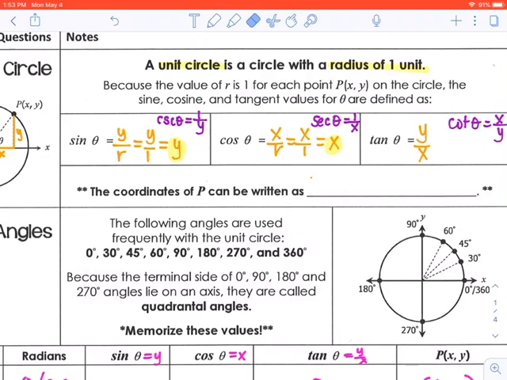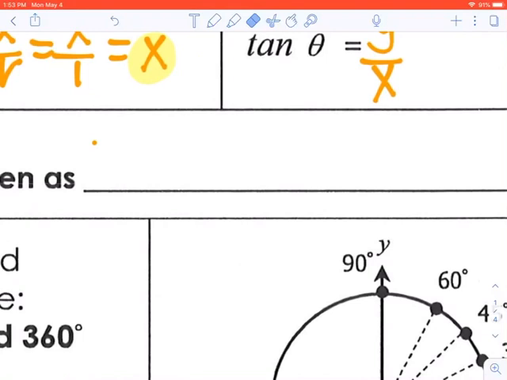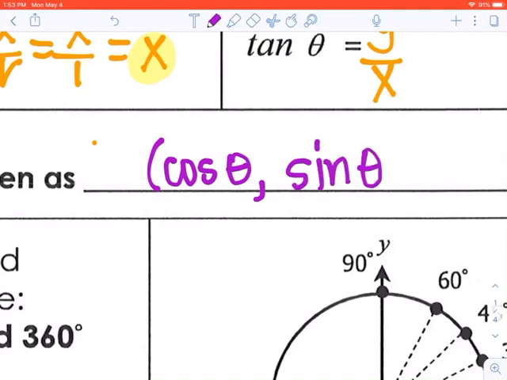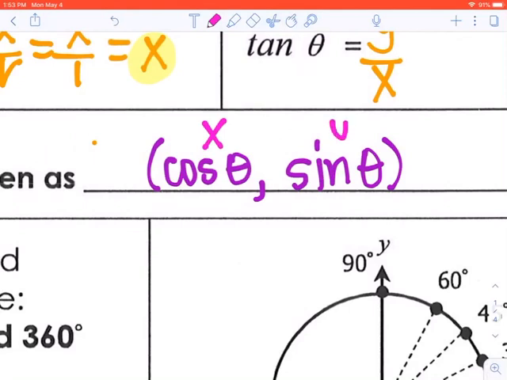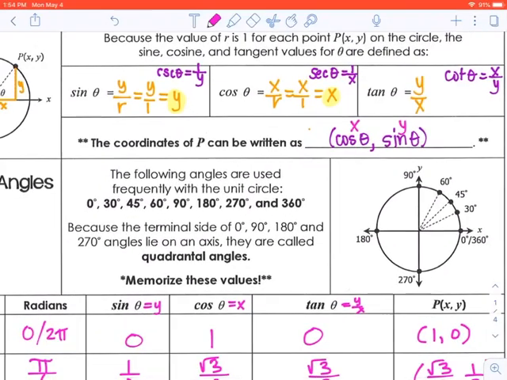And because sine is y and cosine is x, the coordinates of any point on a unit circle can be written as (cosine theta, sine theta). Okay. This one is our x, this one is our y. So that point, whatever the x is, that's your cosine. Whatever the y is, that's your sine, okay? And then you have to do a little math to find the tangent because it's y divided by x, all right? And so that's because it's in a unit circle where the radius is 1.